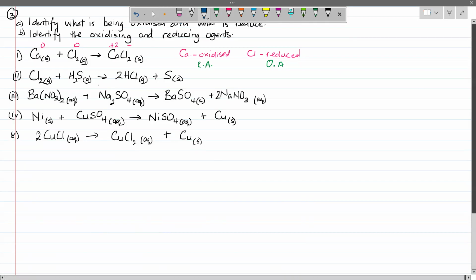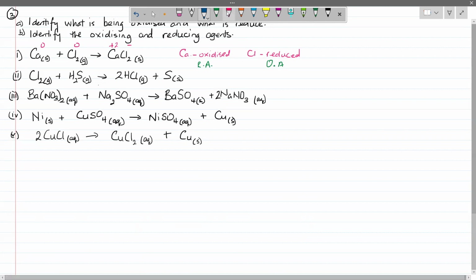So going from 0 to +2, that's showing an increase in oxidation number. An increase in oxidation number means that you have to have lost electrons. So calcium is being oxidized. And we said that whichever element is being oxidized would act as a reducing agent. Chlorine, on the other hand, is going from 0 to -1. So that's a decrease or reduction in the oxidation number. So it's being reduced and it will be the oxidizing agent, right? Let's look at the next one now.